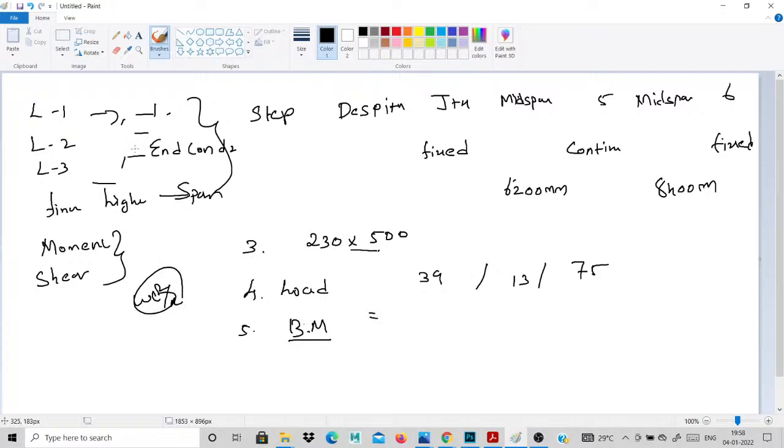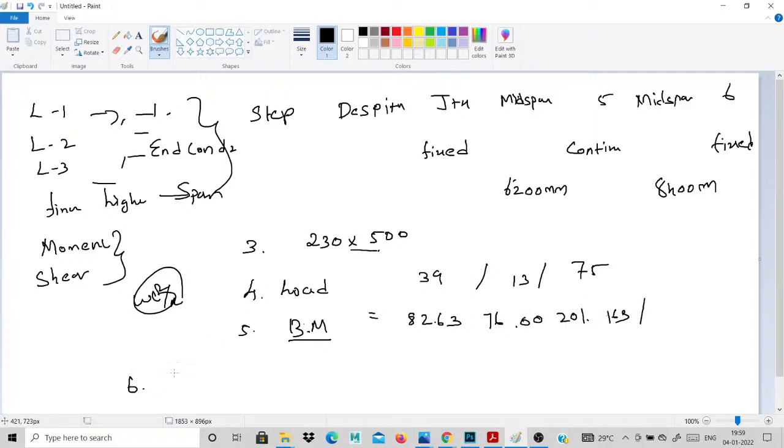At the fixed end, you calculate the moment distribution value. Directly enter your moment distribution value for this type of condition. I simply took this moment distribution value and entered it. I calculated all the values from this moment distribution method.